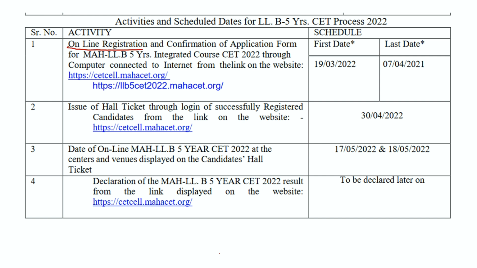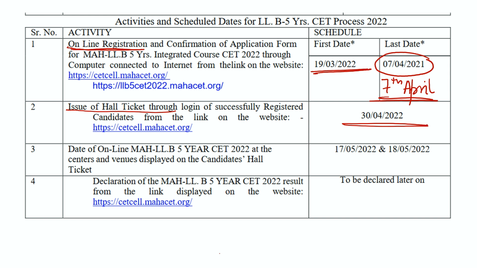So the online registration begins on 19th March 2022. The form is out, I think, today only. That is what I could feel, because I was checking again. The registration has opened today, right? The last date is 7th April. So I would say please quickly fill up the form within 2 to 3 days, right? Issue of hall ticket would take place on 30th April. Thereafter, the date of the exam is 17th May and 18th May.